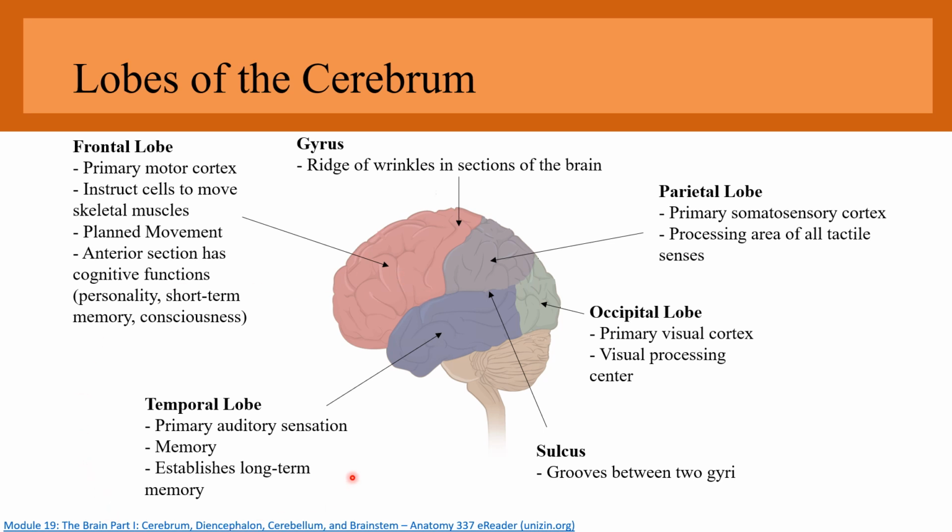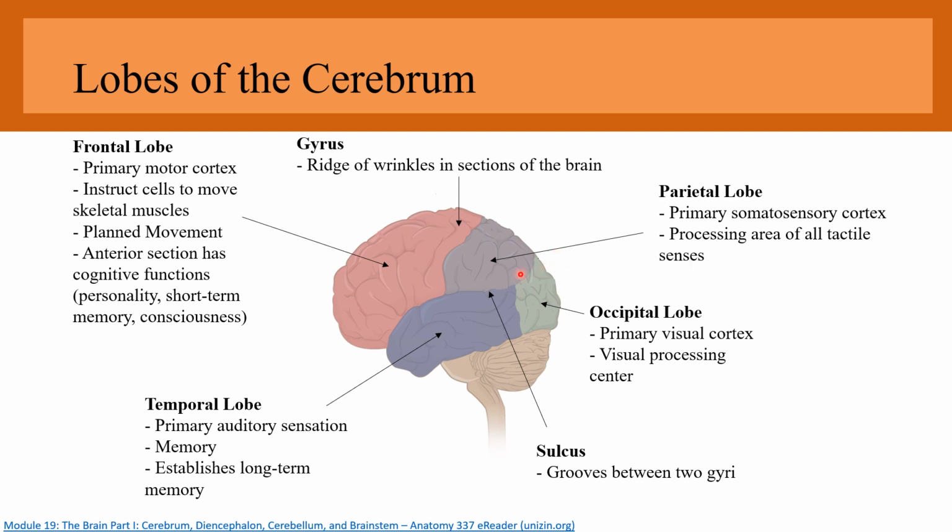Next, we'll discuss the temporal lobe, which is this dark purple area right here. The temporal lobe is the primary auditory sensation center. It's also responsible for memory and helps establish long-term memory. We have the parietal lobe as well, which is this lighter purple, gray area right here. The parietal lobe is also the primary somatosensory cortex, so this is the location of the processing of all tactile senses.